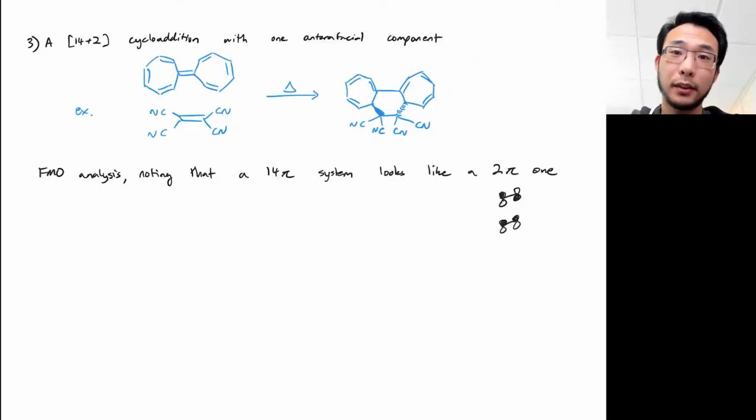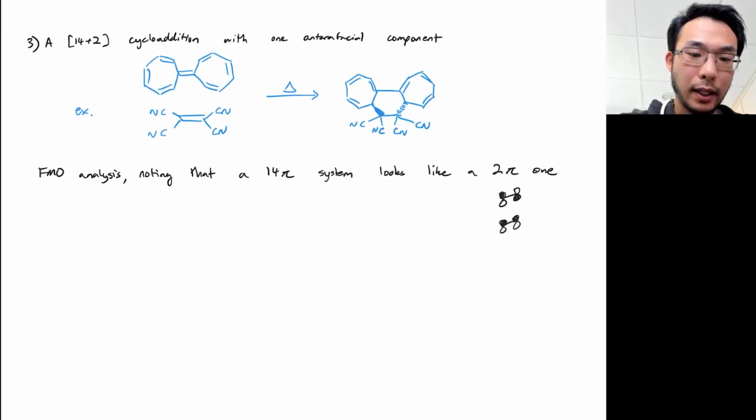Here's the promised cycloaddition that has an antarafacial component to it. This is a 14 plus 2 cycloaddition, so there's, I guess, a lot of atoms here. So looking at this reactant here, we have 2 7-membered rings bridged by an alkene. And we have a nice, very electron-withdrawn alkene down here.